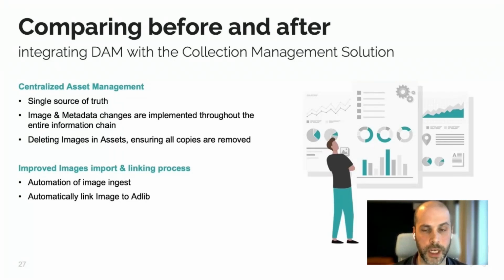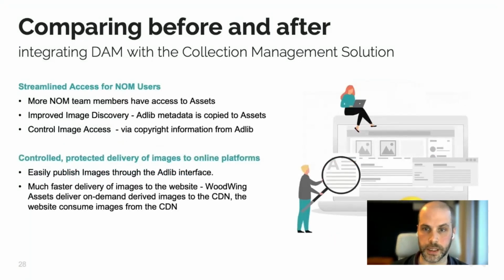More people within Openluchtmuseum have access to Assets and can view and use all approved images now without going through Adlib, which is a little bit more limited in terms of access. Some of the Adlib metadata is also copied to Assets to help with finding and identifying images. Assets also uses the copyright info managed within Adlib to determine if an image can be viewed or even downloaded within the Assets interface. Also, all images can be published online through the Adlib interface, as mentioned.